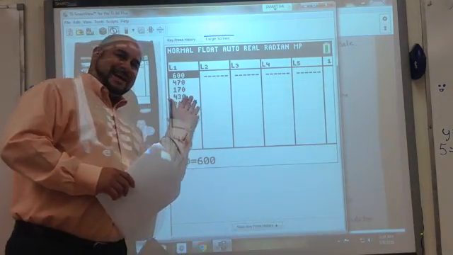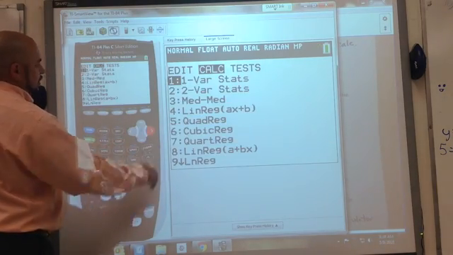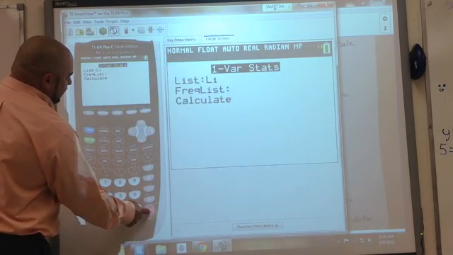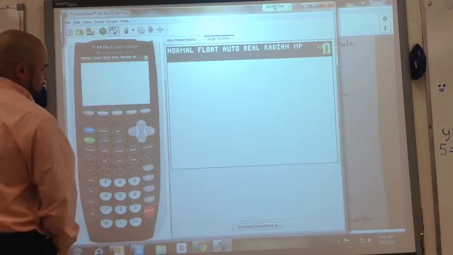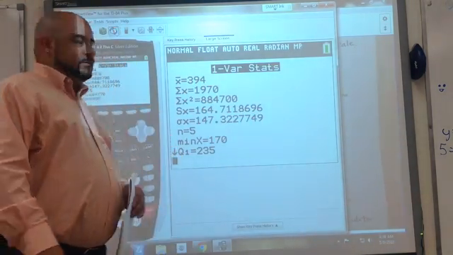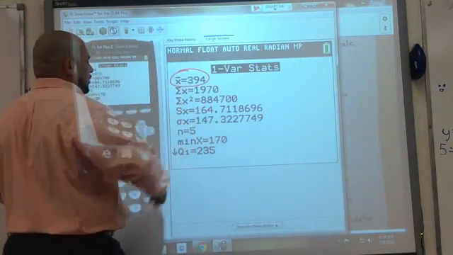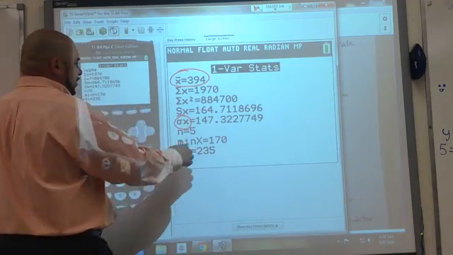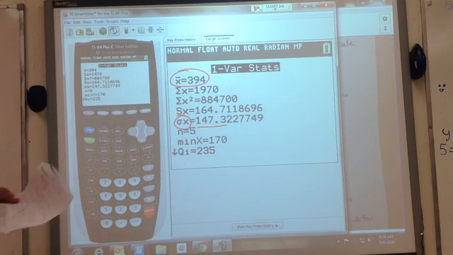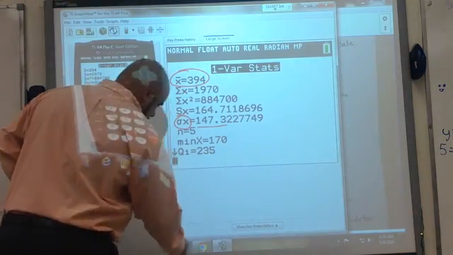Now that our data is entered, let's calculate it. So you're going to hit stat, go over to calc. We only have one column of numbers, so we're going to do the one variable stat. Enter until you calculate it. So what is our mean? 394, which is right here, the first number. Your mean is always your first number. And then your standard deviation is right here, which is, I would say, 147.32. 147.3. Any of that will work.